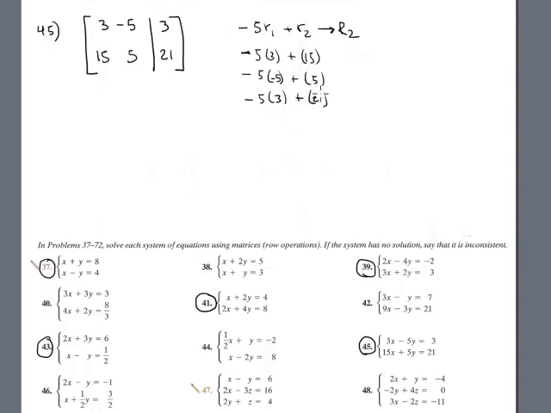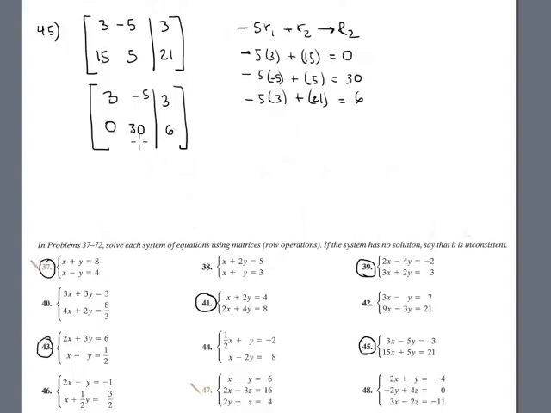21. Okay, so we have -15 plus 15 is 0. This is 25 plus 5 is 30. And this is -15 plus 21 is positive 6. So far our matrix is 3, -5, stays the same 3, 0, 30 and 6.